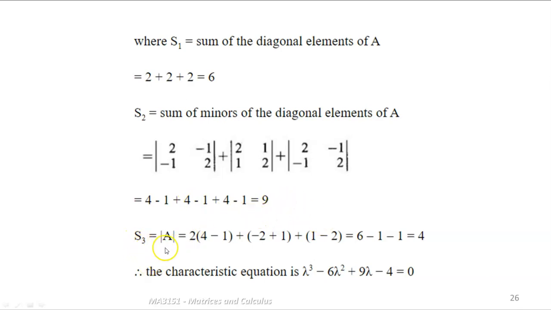Then S3 equals the determinant of A. We take the determinant of the given 3 by 3 matrix, and we get 4. Use the S1, S2, S3 values in the general characteristic equation. We get lambda cube minus 6 lambda square plus 9 lambda minus 4 equal to 0.